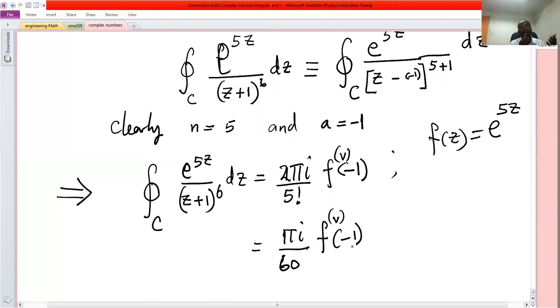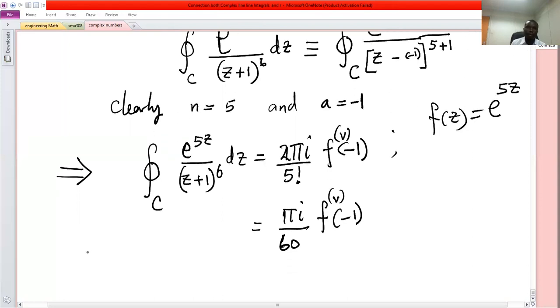But then in each case, the three problems we have will be handled according to whether the point z equals -1 is within the circle specified or outside the circle.